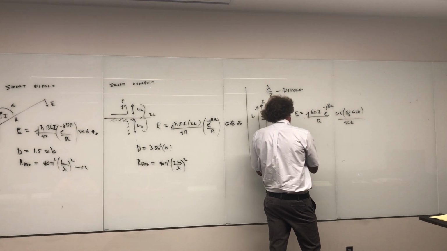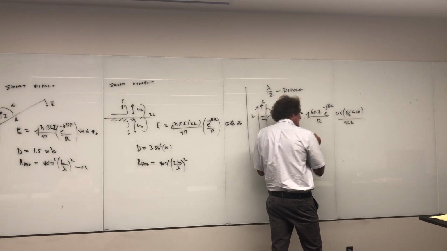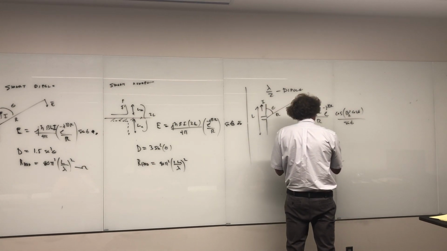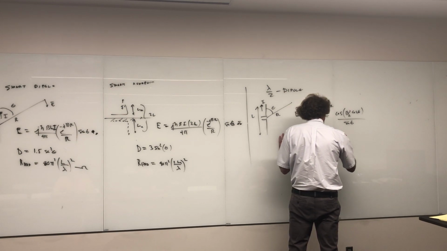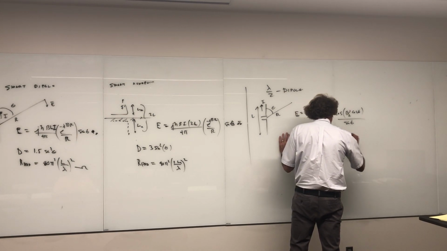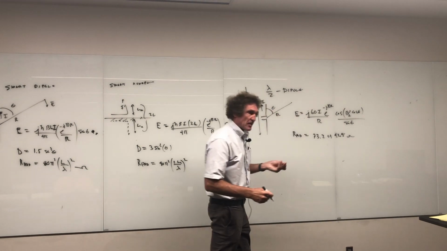The radiation resistance for a half wave dipole is equal to 73.2 plus j 42.5 ohms. Now that's if it's exactly a half wave dipole.